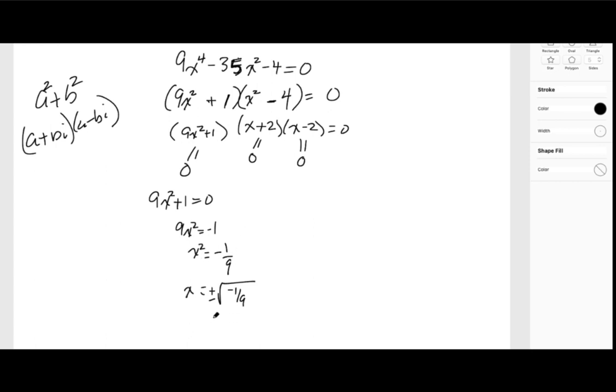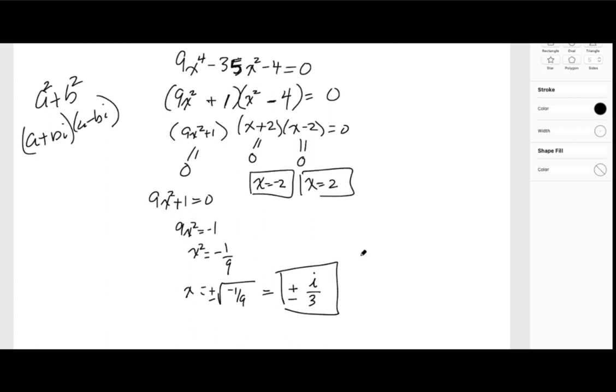Hopefully that makes sense. All right, so now I'm going to break this down a little bit further. So I get plus or minus the square root of negative 1 is i, and the square root of 9 is 3. So plus or minus i over 3. So those are two possible roots that we have, or two answers to this. And then the other two are pretty obvious. x is equal to negative 2 and x is equal to 2.